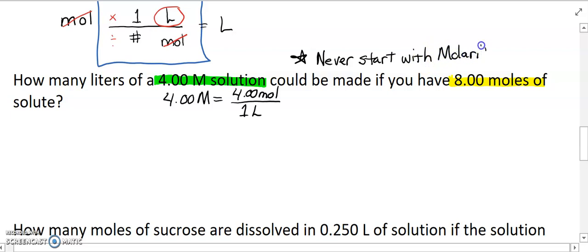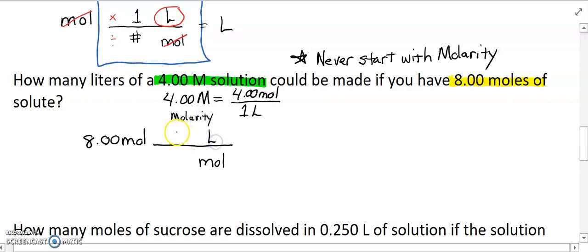So if I'm never starting with molarity, that leaves me with one choice. I'm going to start with this 8.00 moles. I know that if I start with moles, that means that moles needs to go on the bottom. And that would mean for molarity, if this is my molarity, I know that liters would go on top. And it is some number of moles per 1 liter of solution. And in this case, they tell me it's 4.00 moles.